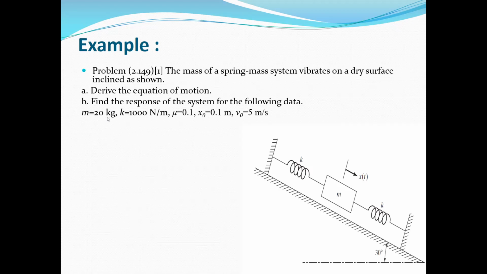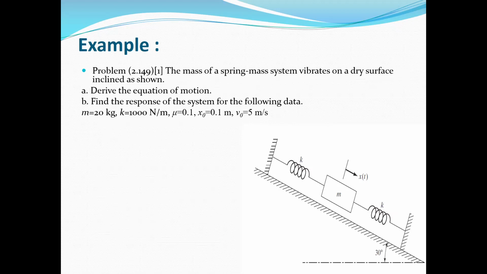When M is equal to 20 kilogram, K is equal to 1000 Newton per meter. The coefficient of friction mu is 0.1, and the initial conditions x naught is 0.1 meter and v naught is 5 meter per second. So here we have a system with Coulomb damping because we have friction. We need to extract the equation of motion. Using Newton's second law, you can easily find the equation of motion for this system, which is similar to a simple mass and spring system.